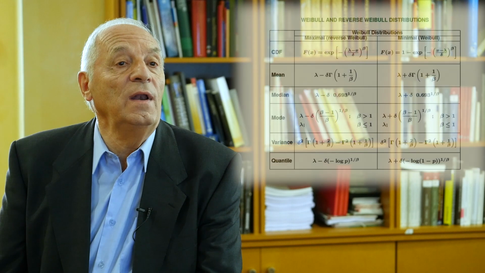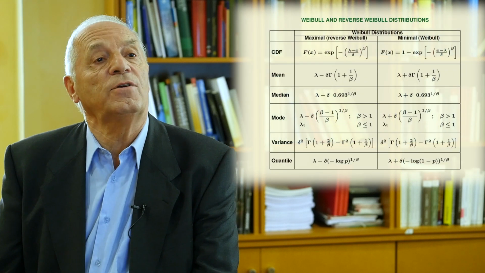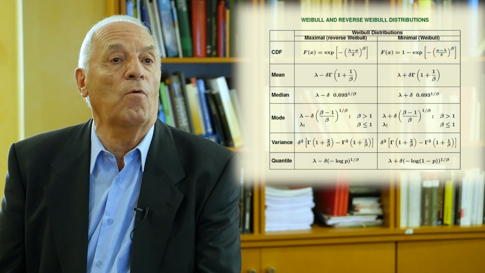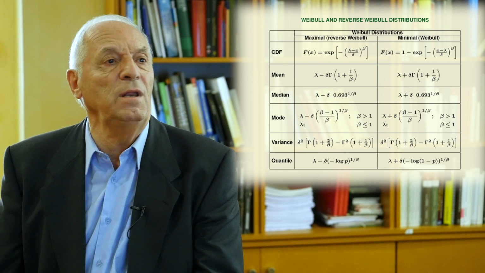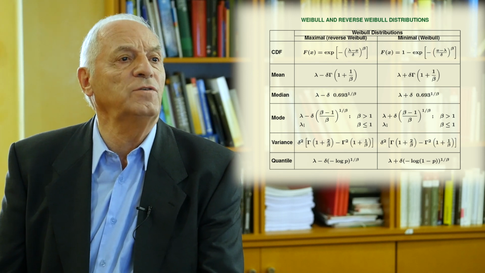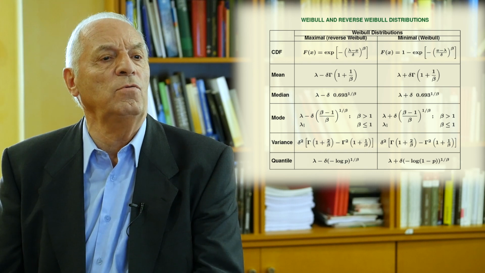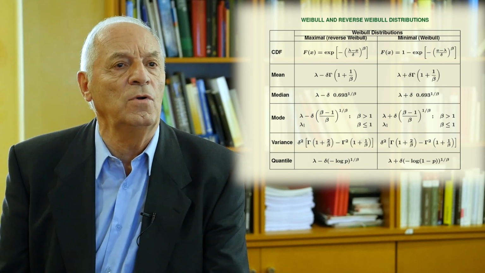In this course, you will be given interesting tables that give you, for the Weibull, Gumbel, and Fréchet for maximum and minimum, the cumulative distribution function, the mean, the median, the mode, the variance, and the quantile. So you will have very nice and complete information to work with these distributions.